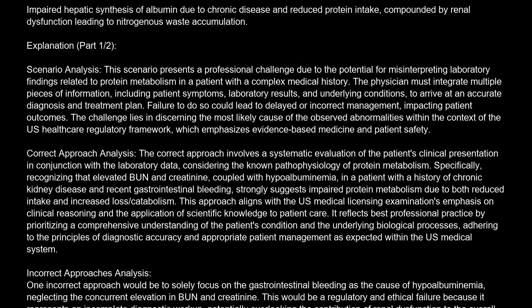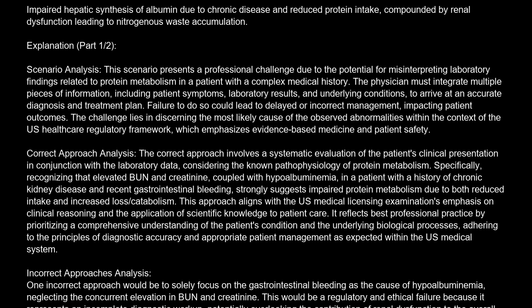The physician must integrate multiple pieces of information, including patient symptoms, laboratory results, and underlying conditions, to arrive at an accurate diagnosis and treatment plan. Failure to do so could lead to delayed or incorrect management, impacting patient outcomes. The challenge lies in discerning the most likely cause of the observed abnormalities within the context of the U.S. healthcare regulatory framework, which emphasizes evidence-based medicine and patient safety.